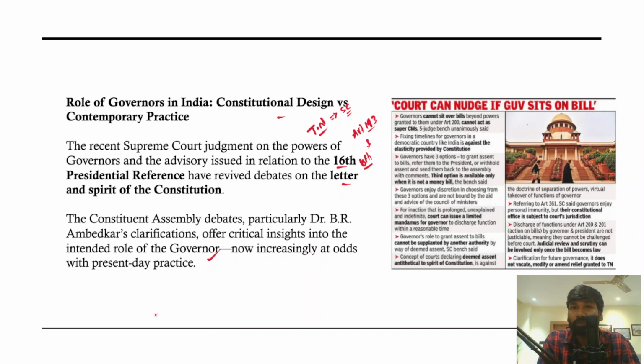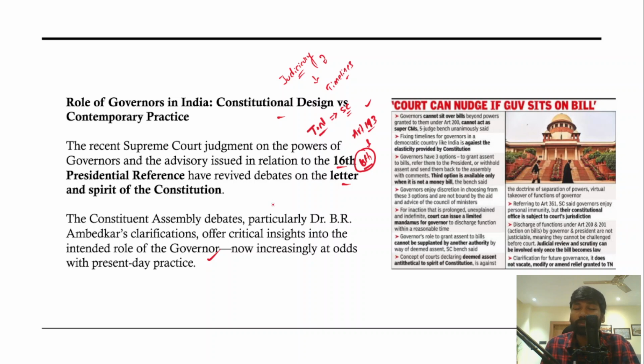So let's understand what the Supreme Court has held in the 16th presidential reference. Under Article 143, the President of India has actually asked the Supreme Court whether the judiciary can intervene in the functioning of the executive, whether the judiciary can set timelines for the governor and the president, who come under the executive. If the judiciary sets those timelines, it amounts to a violation of separation of powers, which is part of the basic structure doctrine.